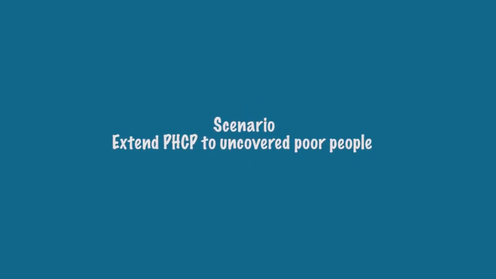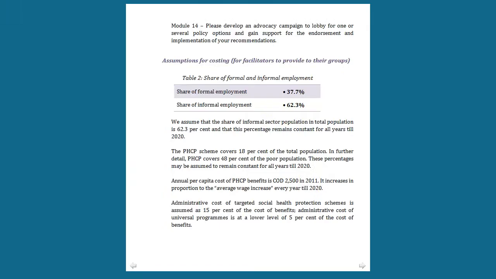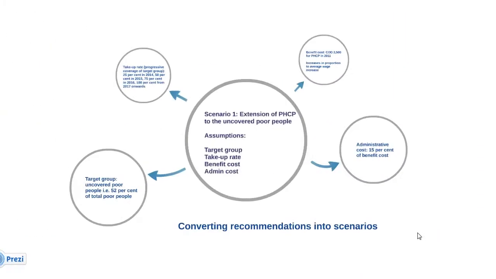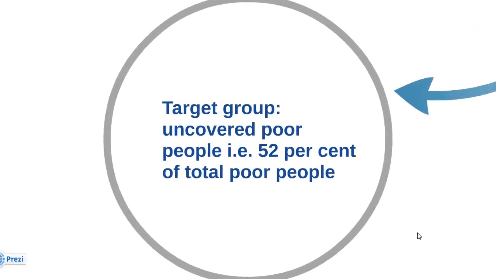From this scenario, we then need to draft specific parameters to allow for more accurate costing. Some of these parameters can be found within the assumption for costing in the Croatia case study. Let's now list the parameters for this recommendation. Since 48% of the poor population is covered by PHCP, we can define the target group of uncovered people as 52% of the poor population in the country.